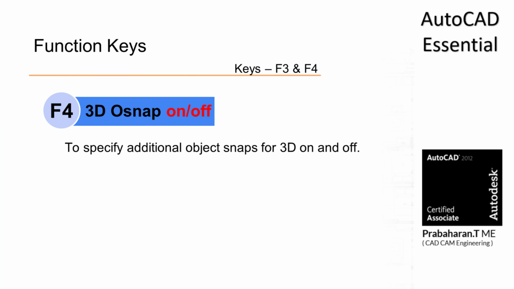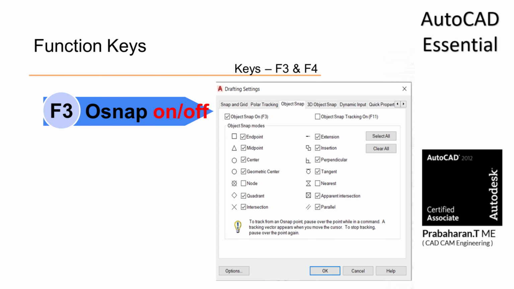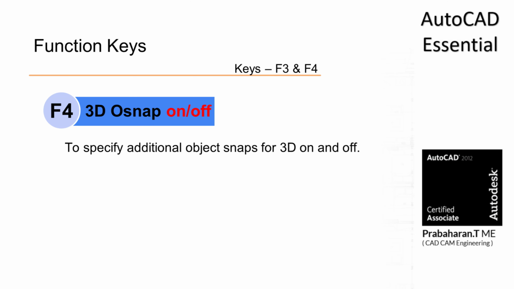Okay, next function key is F4. F4 is for three-dimensional object snap. The F3 function key is object snap. It is used for two-dimensional as well as three-dimensional. Some more additional object snaps for three dimensions are given at the function key F4. So those object snaps we will study and learn during our 3D modeling.